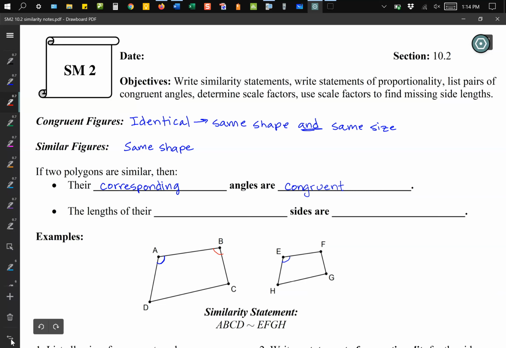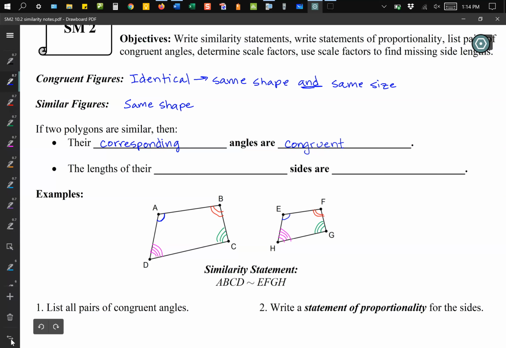And same thing for angle B. Angle B and angle F, if I got out a protractor and measured them, they would be the same size. Same for angle C and angle G. And same for angle D and angle H. So the angles are congruent to each other. The angles aren't similar, the angles are congruent. But the sides aren't the same lengths.